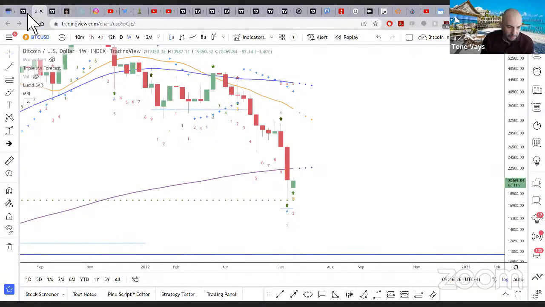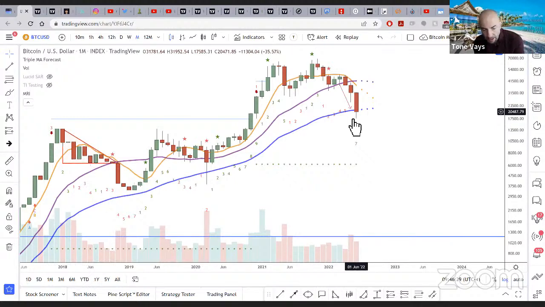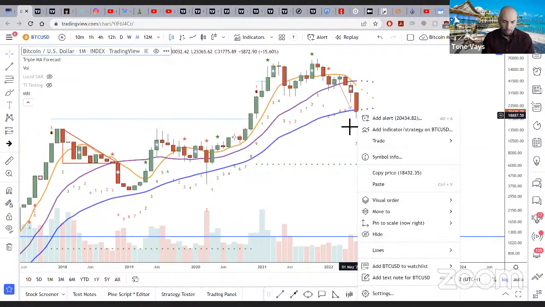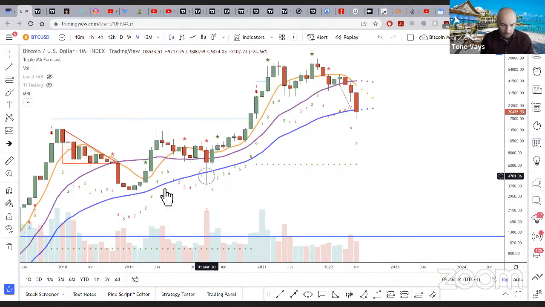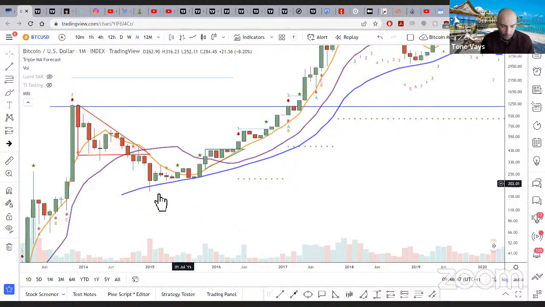So the monthly chart, we have 10 days to go. I would love to see us close above the 50-month moving average. That would be great because it will create a nice bullish wick below the moving average, which is how historically prices have reversed for Bitcoin. Let's go to the weekly chart.